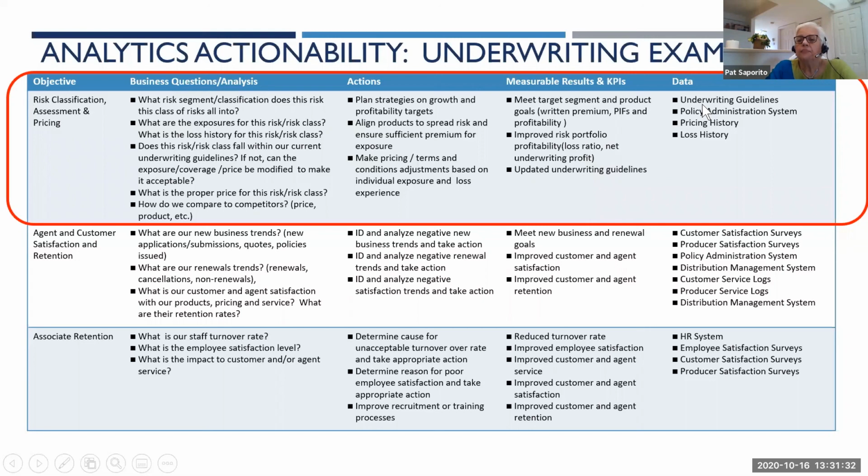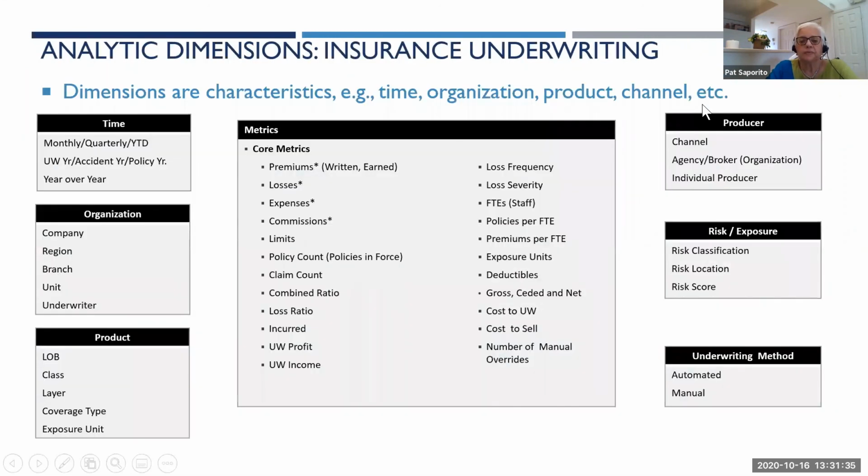And then from a data perspective, you saw some of that. So let's take a look at this from a data perspective. In the center we want to look at our core metrics. These are the things that we can measure: percentages, dollars, counts, and these are some of the ones you'll see here. The dimensions are what add color to our metrics, like time, organization, our product, maybe producer or distribution, our risk or exposure, and maybe our underwriting methodology.